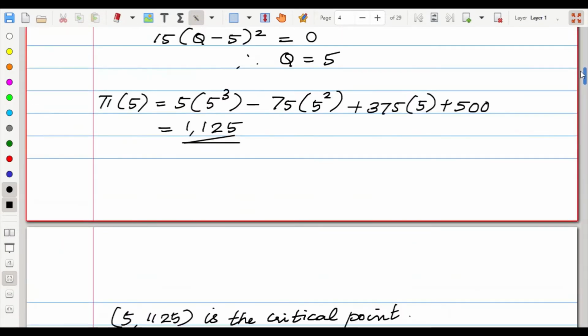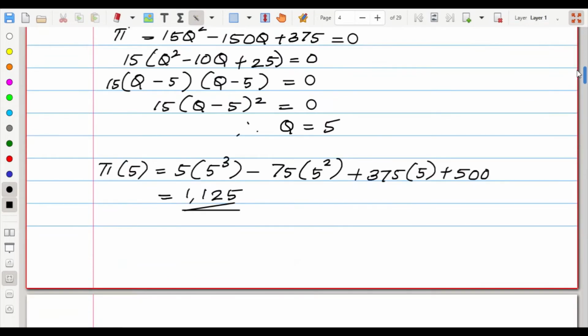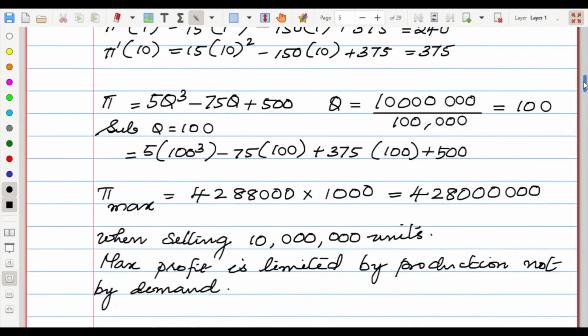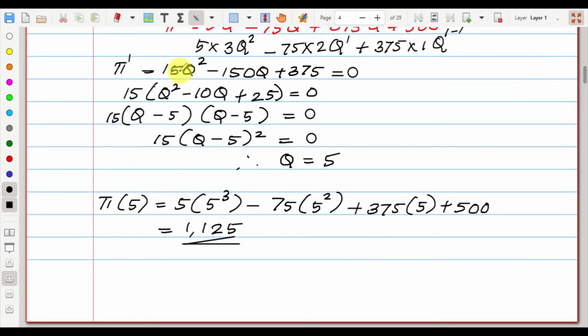So our critical point is q equal to 5; the first coordinate is 5, and the next is 1125. So this is our critical point. To find out whether it is a minimum or maximum point, we need to find the second derivative. Second derivative of pi means we differentiate the first derivative, 15q square minus 150q plus 375. We differentiate once more: 15 into 2q minus 150 into 1. This is the answer.